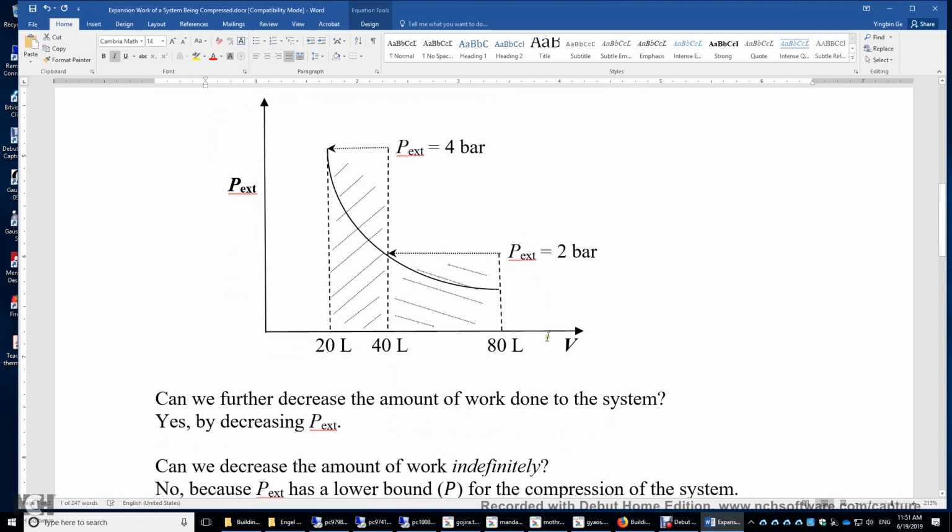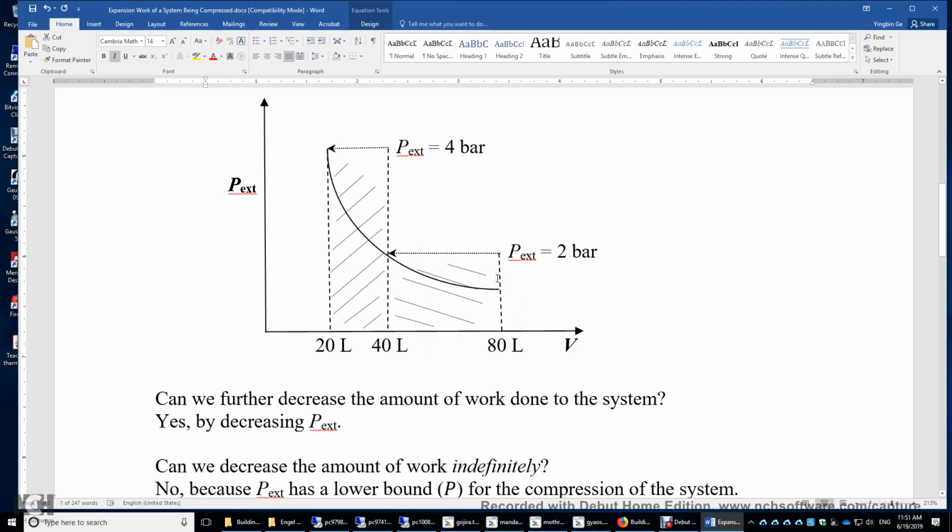So can we further decrease the amount of work? Yes, of course. We don't have to compress the system by 2 bar pressure first, because the initial pressure of the system is only 1 bar. So why don't we use just 1.5 bar external pressure to compress the gas? We use 1.5 here and then compress the gas, and then we get this rectangle area. And then we use 2 bars, and then we get a second rectangle here.